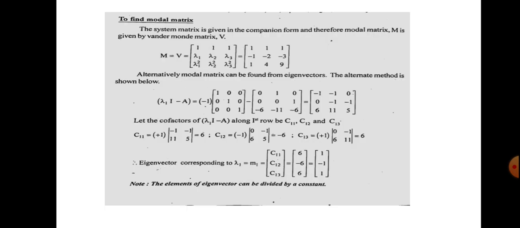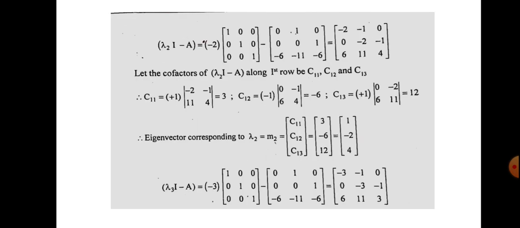Similarly, you can find the eigenvector corresponding to lambda 2 equal to minus 2, and also lambda 3 equal to minus 3. The procedure is the same. You substitute lambda 2 equal to minus 2 here, so you will get a matrix like this. Then corresponding to this matrix, you have to find the cofactor elements and form the eigenvector. So you will get C11 this, C12 this, C13 this. So you can write lambda 2 and the corresponding M2 in a column matrix form. You will get the matrix like this, and you can divide the elements by a common term. Here you can divide it by 3, so you will get this entry.